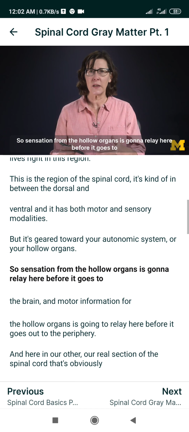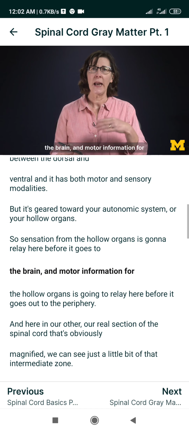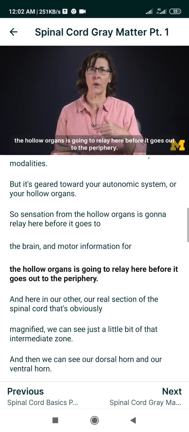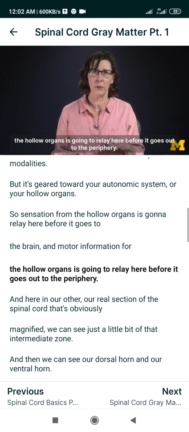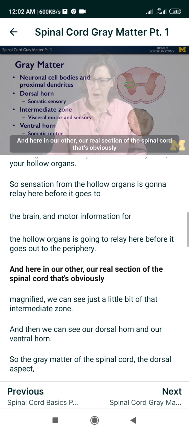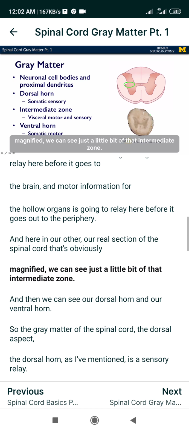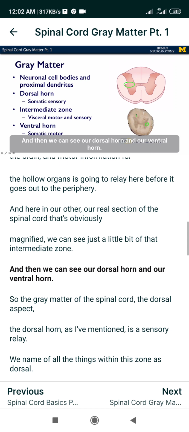So sensation from the hollow organs is going to relay here before it goes to the brain, and motor information for these hollow organs is going to relay here before it goes out to the periphery. And here in our real section of the spinal cord, which is obviously magnified, we can see just a little bit of that intermediate zone, and then we can see our dorsal horn and our ventral horn.